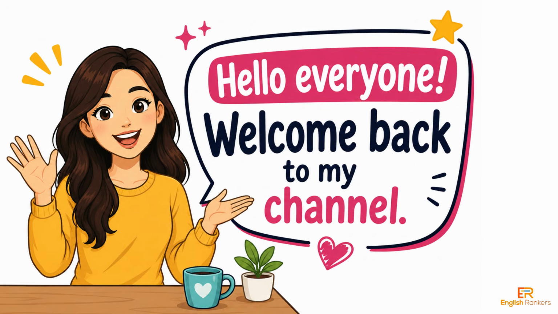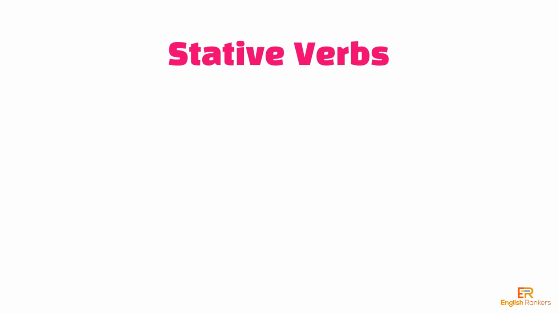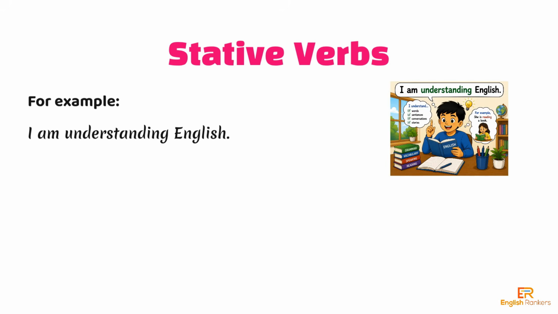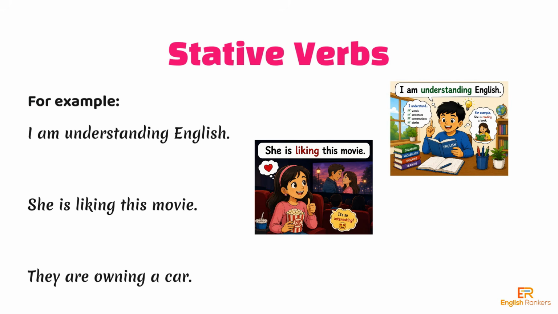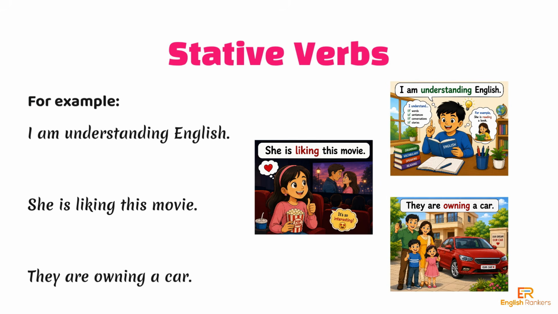In today's video, we are going to learn a very important grammar topic, stative verbs. Now, many students make mistakes with stative verbs because they use them in the continuous tense. For example, they say, I am understanding English. She's liking this movie. They are owning a car. But these sentences are not correct.